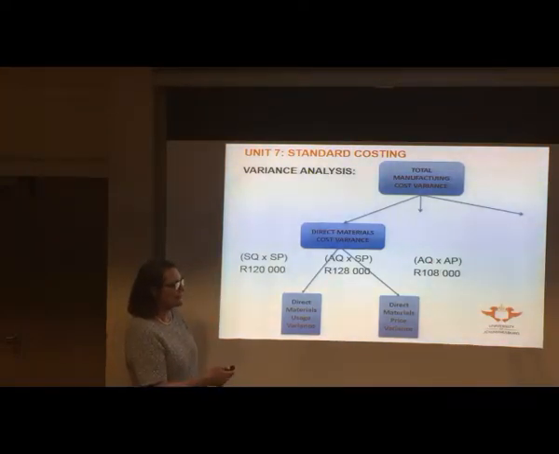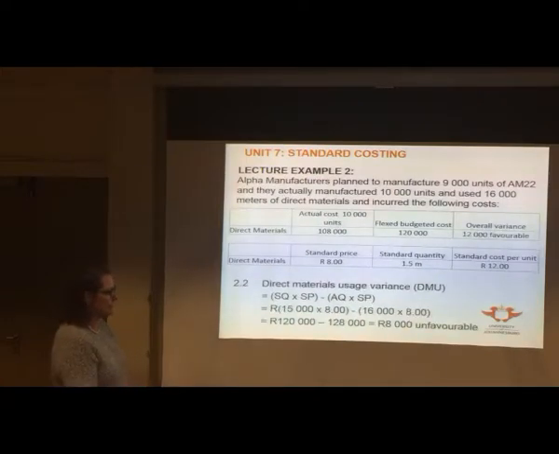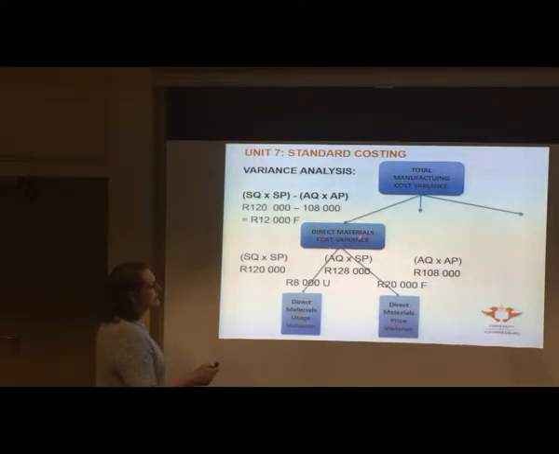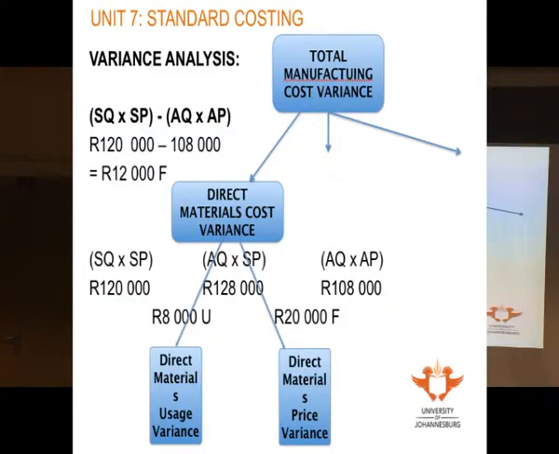Favorable because we paid less than we planned to pay. Now look what happens. This direct materials cost variance is comparing 120 and 108. Therefore, it's 12,000 favorable. So this one compares that and that. Can you see that it's 12,000 favorable? That's what we said. We calculated it.